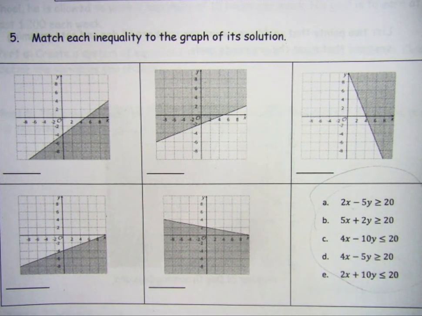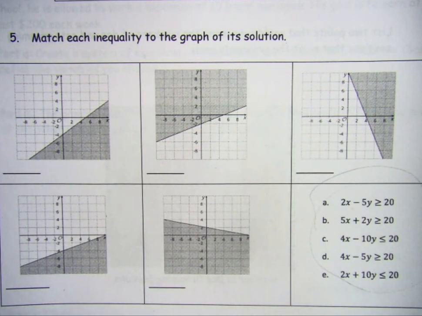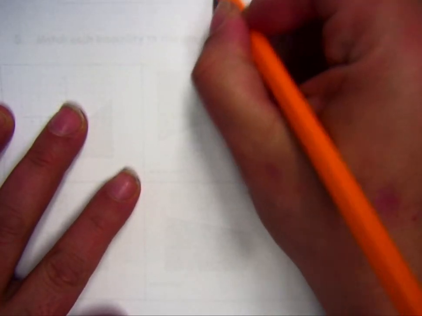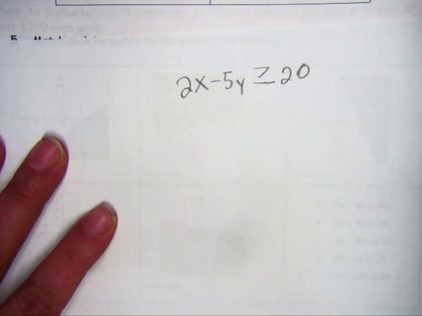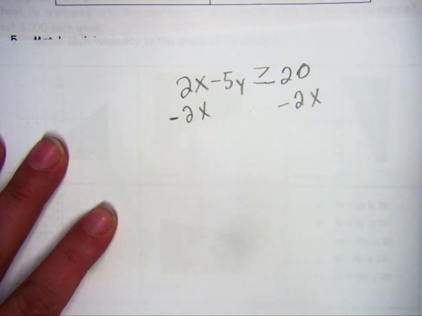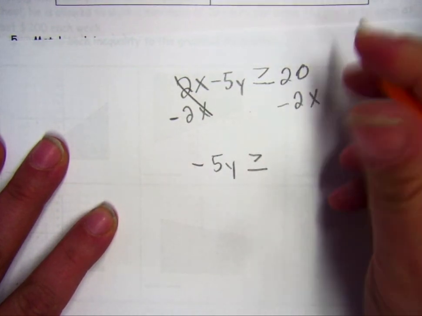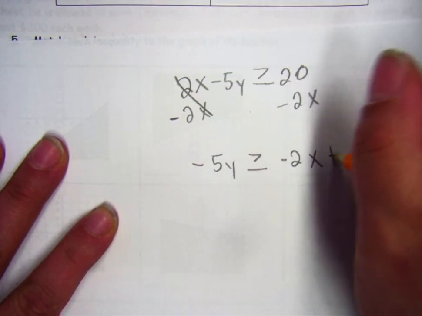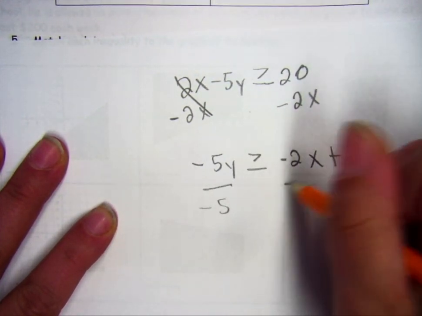So the first one I'm going to do is 2x minus 5y is greater than or equal to 20. Minus 2x on both sides. Negative 5y is greater than or equal to negative 2x plus 20. I'm not done. I need to have y by itself.